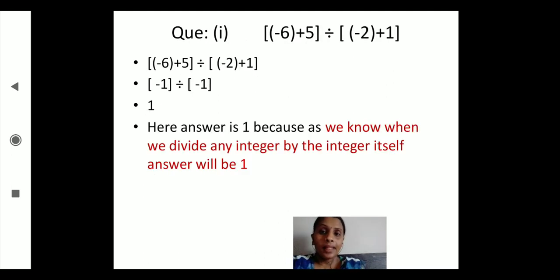Next question. (-6 + 5) divided by (-2 + 1). As we know, first we have to find -6 plus 5 and, in the other bracket, -2 plus 1. So -6 plus 5, the answer will be -1, and in the other bracket -2 plus 1, the answer will be -1. So here we are dividing -1 by -1. The answer will be 1, because we know that when we divide any integer by the integer itself, the answer will always be 1.